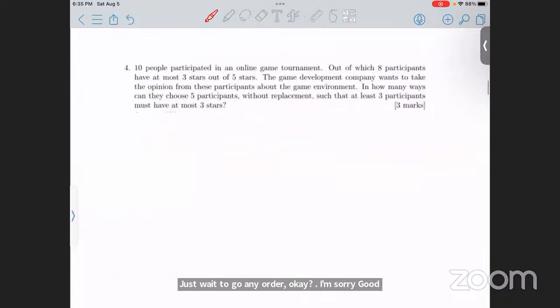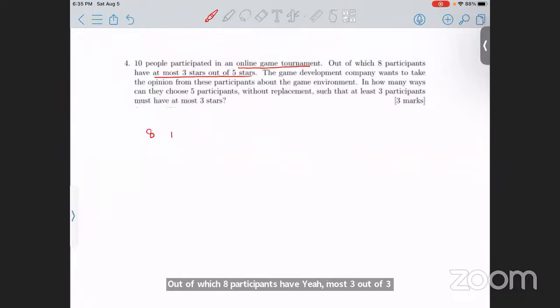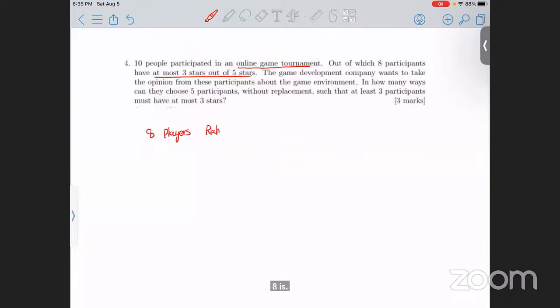Coming to question number 4. 10 people participated in an online game tournament, out of which 8 participants have at most 3 out of 5 stars. So the rating of 8 players is 3 out of 5.